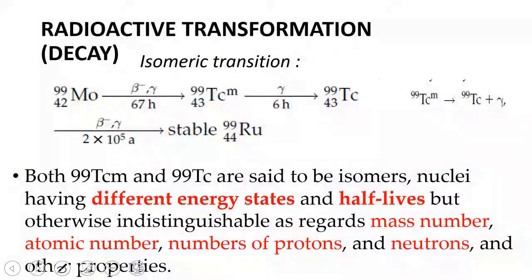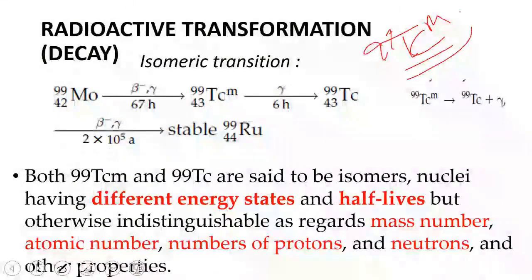There is something called isomeric transition. We have talked about electron capture, beta minus decay, and beta plus decay. There is something called isomeric transition, and you need to understand it because the most common radioisotope used in nuclear medicine today is technetium Tc-99m. This is not just any technetium. This is what we are working on today.